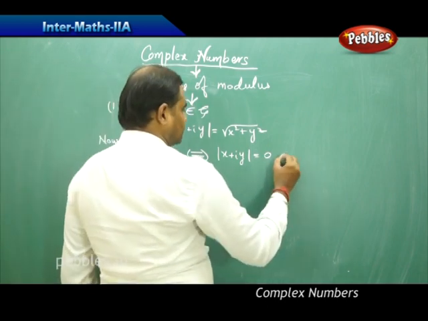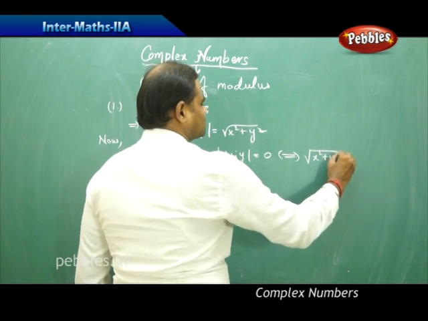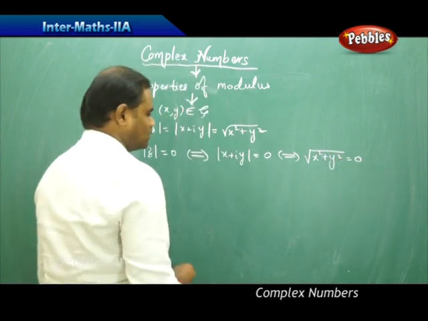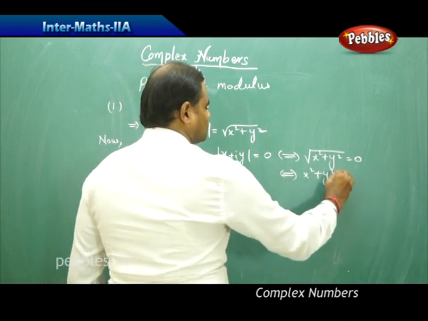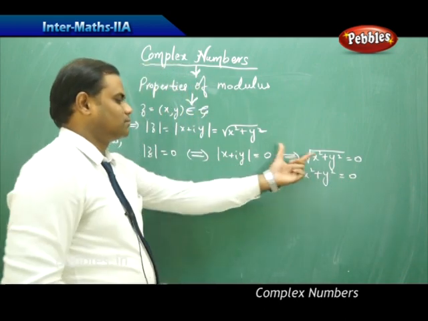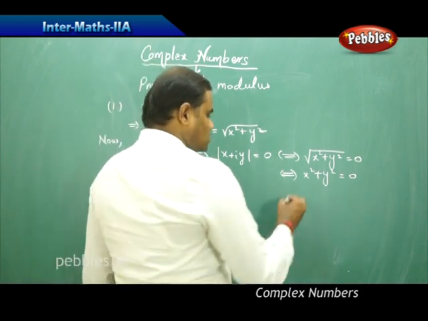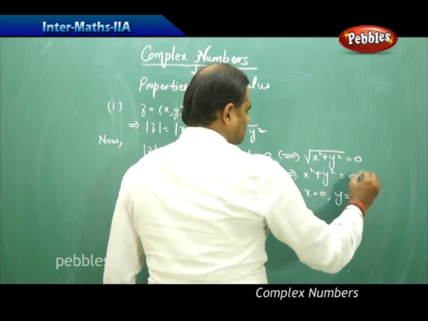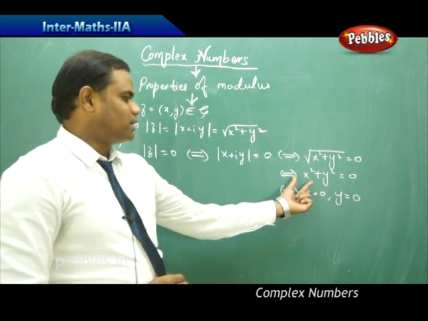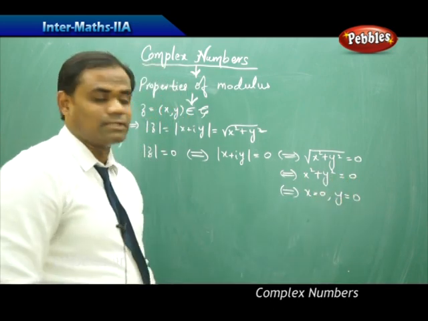Now this is if and only if mod of x plus iy, which is root of x square plus y square, is equal to 0, and this is if and only if x square plus y square equal to 0, which is what we get when I square on both sides. Now this is possible only when each of them is 0, because the sum of squares being 0 is possible if and only when both of them are zeros.